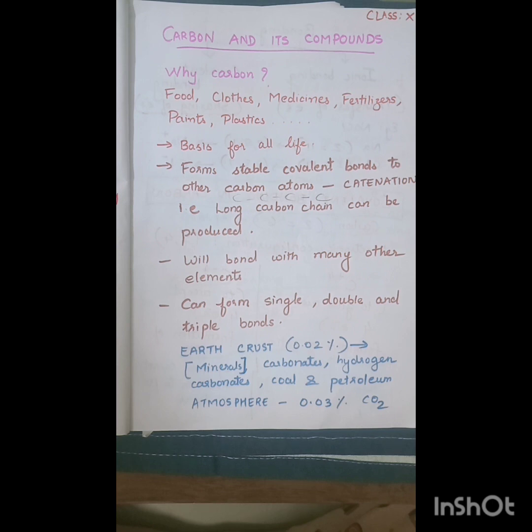Earth's crust consists of 0.02% carbon in the form of minerals, that is as carbonates, hydrogen carbonates, coal, and petroleum. And in the atmosphere, carbon consists of 0.03% in the form of CO2, that is carbon dioxide. So you might have got the reason why we should learn about carbon.